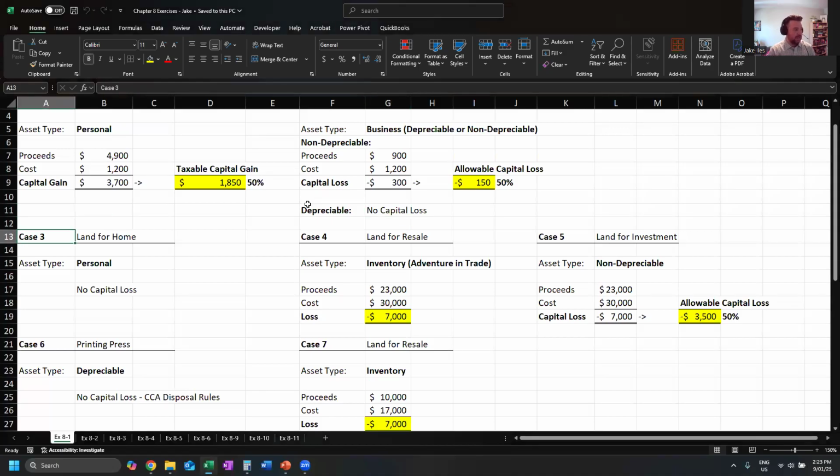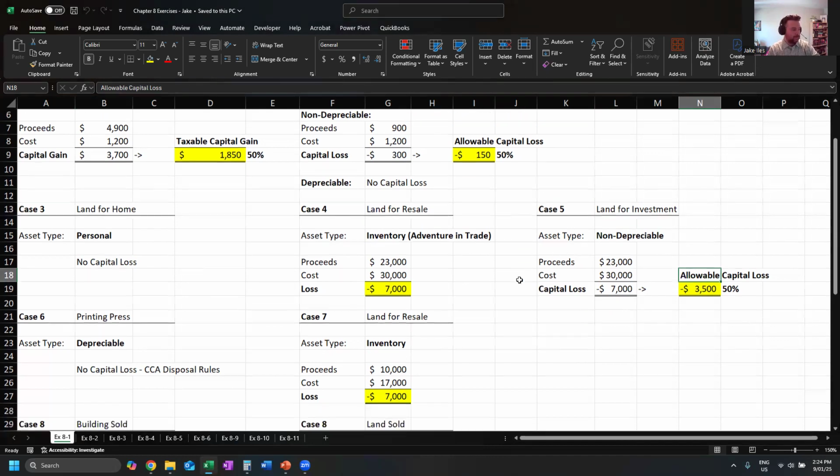So cases 3, 4, and 5 are related. The personal function, there's no capital loss. For land for resale, this is inventory. The whole $7,000 would be a business loss. Land for investment, it's non-depreciable, so we can recognize the capital loss, and the allowable capital loss of $3,500 could be included in income if we have gains to apply it to.